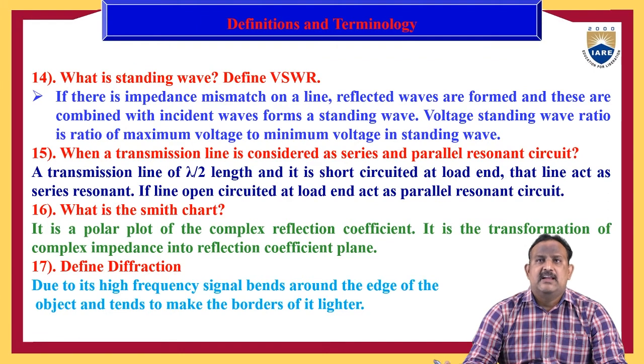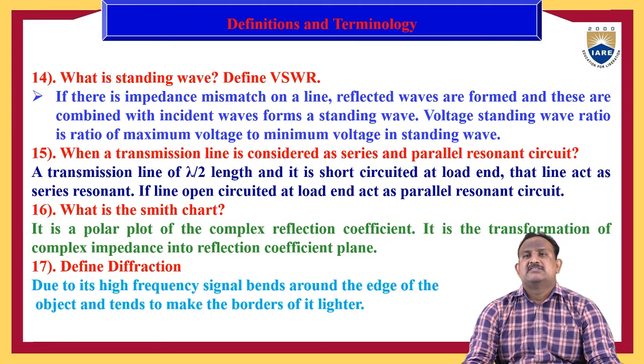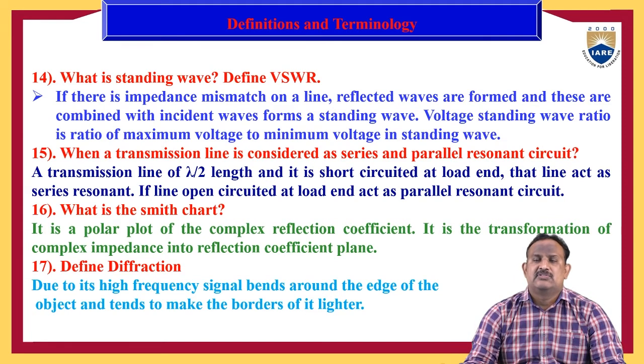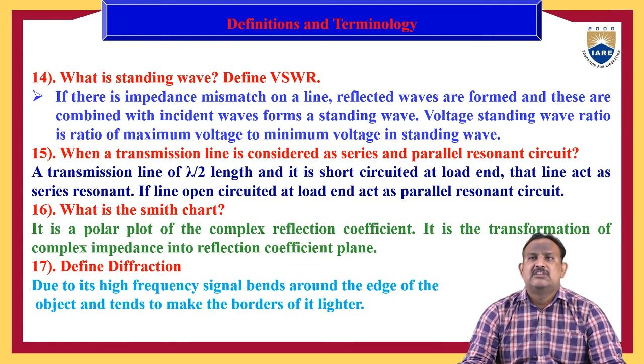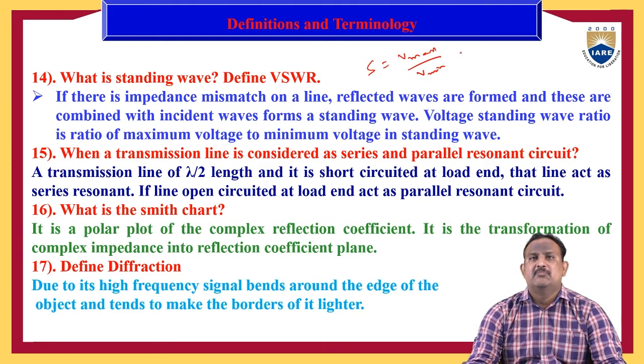What is the standing wave? Define VSWR. If there is an impedance mismatch on a line, reflected waves are formed, and these combine with incident waves to form a standing wave. The voltage standing wave ratio is the ratio of maximum voltage to the minimum voltage in a standing wave, which is denoted as S. S is equal to V max to V min, maximum voltage to the minimum voltage.